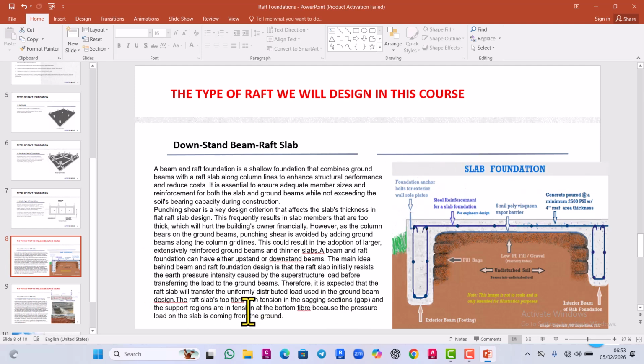That is what it is saying here. Okay, so now, how this is constructed on site: after you excavate along the column lines, you put in your beams. After you have put in a beam, you begin to backfill.